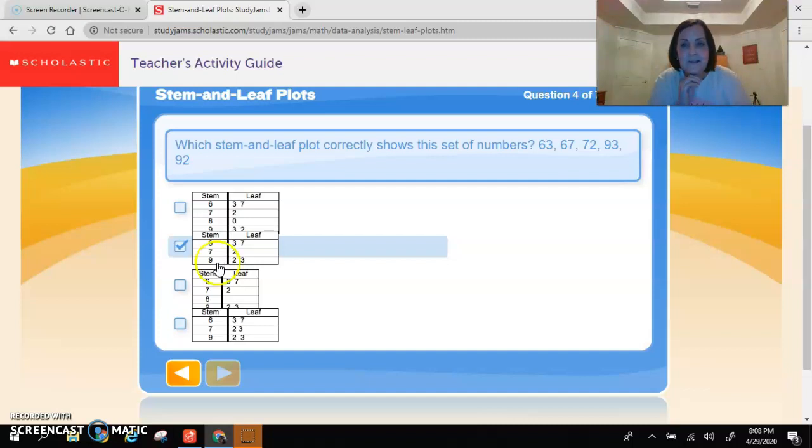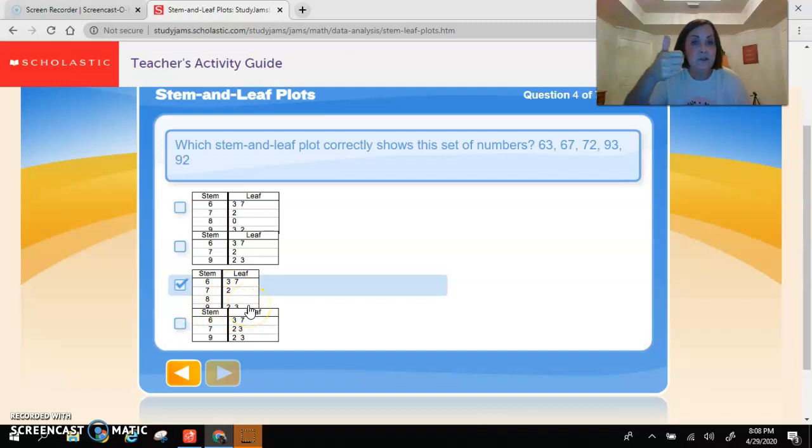And again, look at the last one. Did they include the 8? No. But this one did. So do we have 63? Check. 67? Check. Do we have 72? Check. Do we have 92 and 93? Check, check. And do we have the 8? That shows us that we do not have a value in the 80s. So our answer choice is this one.